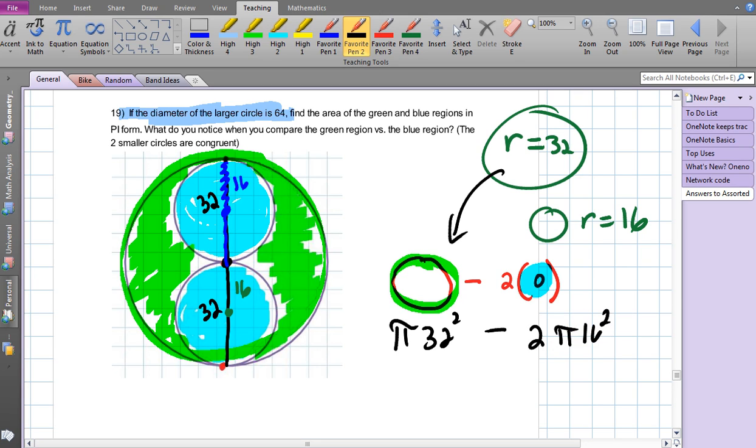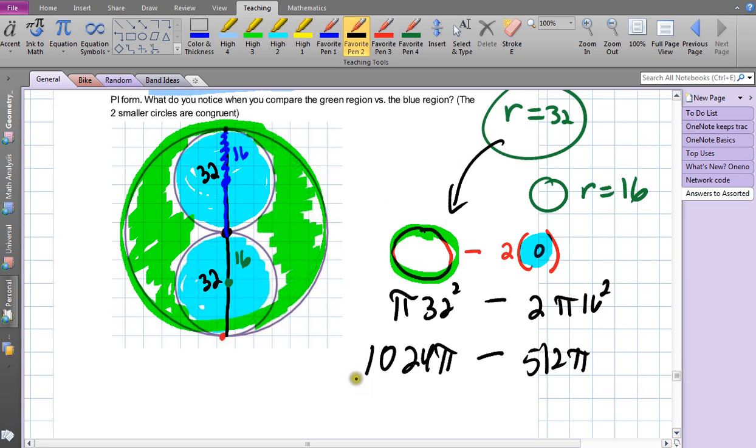The one on the left is 32 times 32, 32 squared. That's 1024 pi. And then the region on the right, that's 16 squared. I think that's 256 times 2. That's going to be 512 pi. Well, since both of these are pi, 1024 minus 512, notice that's 512. And what does that represent now? That represents all of the green region, because that's the big circle minus the two little circles.